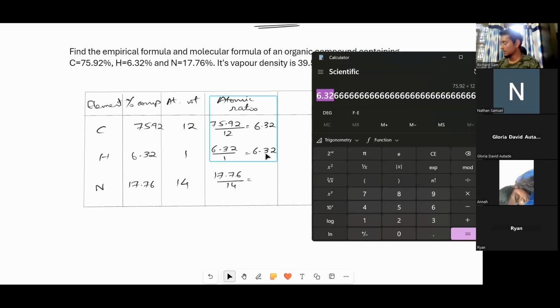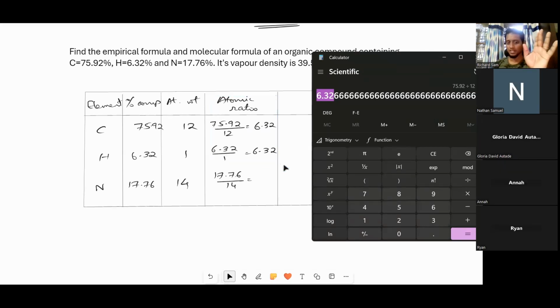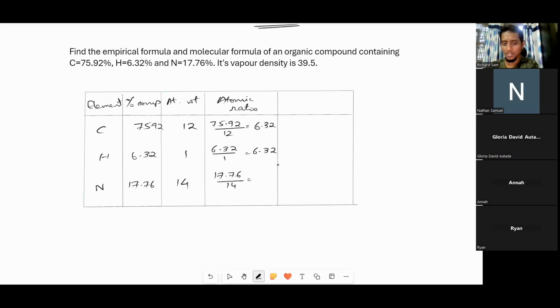I got 632.6. So I forgot to put the point. Yeah, you didn't put the point. That's just 600. How it will come? Okay, so 6.32, let it be same. And what about the 17.76?